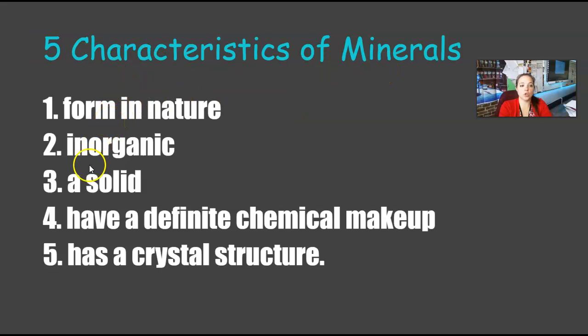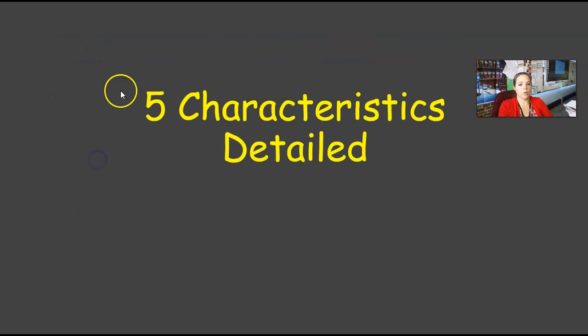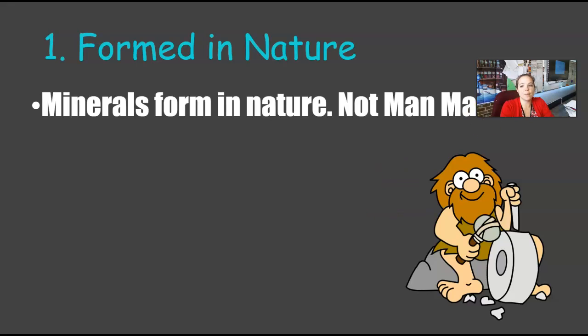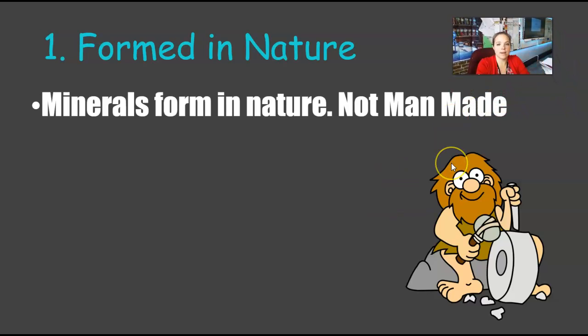Number 1 is formed in nature, number 2 inorganic, and please, when you are writing this in, you'll notice that I added inorganic to the bottom. So number 5, inorganic. It's a solid. They have definite chemical makeup and has a crystal structure. So make sure you're cognizant that when it comes to writing down inorganic, you're going to put it at the very bottom. Okay, so here's the 5 characteristics. Number 1, they're formed in nature.